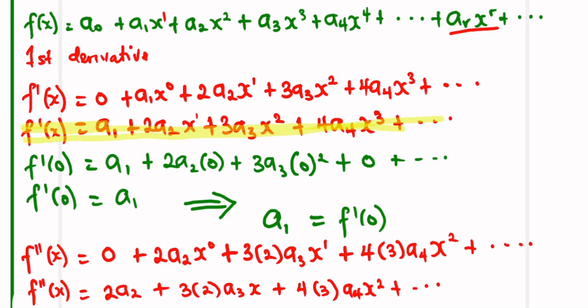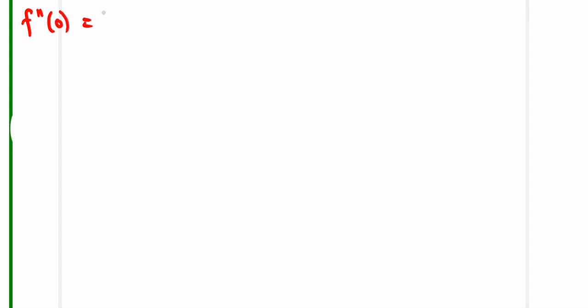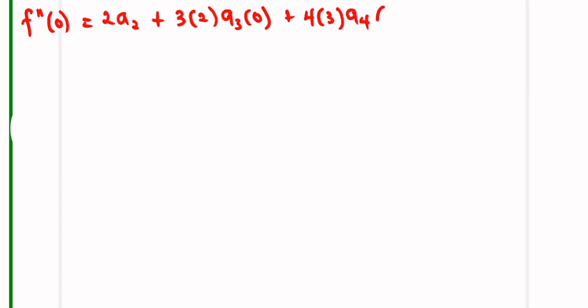Now substituting x to be 0, we have f prime prime of 0 equal to 2a2 plus 3 times 2 a3 times 0 plus 4 times 3 a4 times 0 squared plus dot dot dot. So that should leave us with f prime prime of 0 equal to 2a2, because this time 0 is 0, this time 0 is also 0.